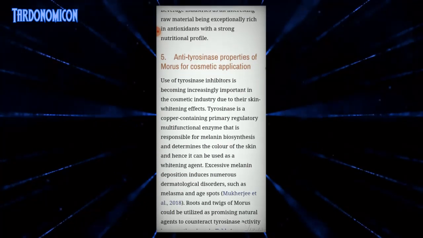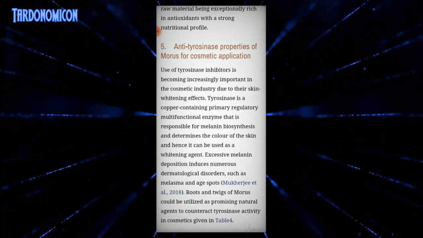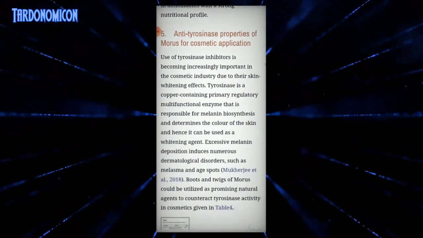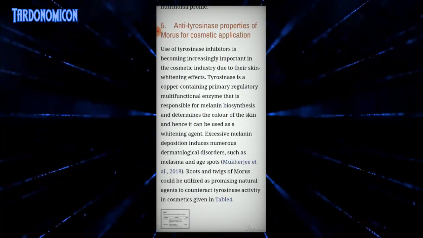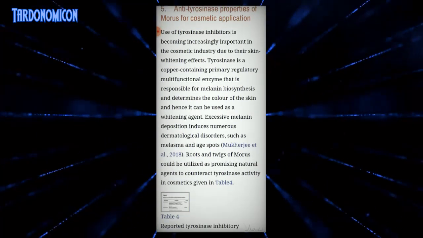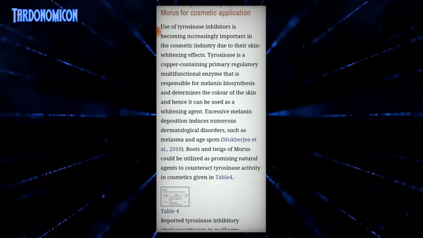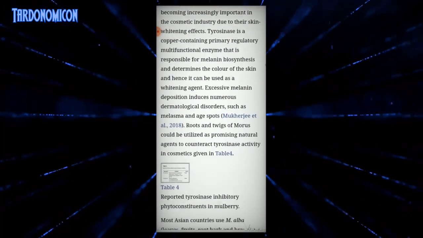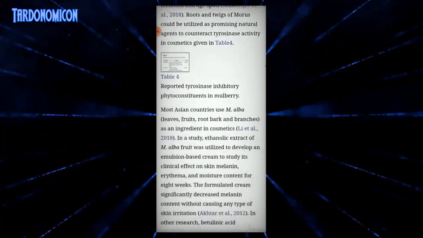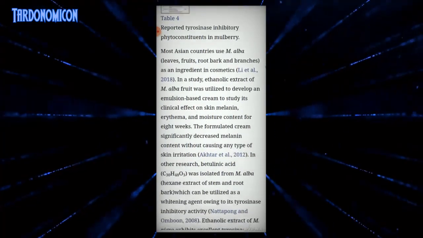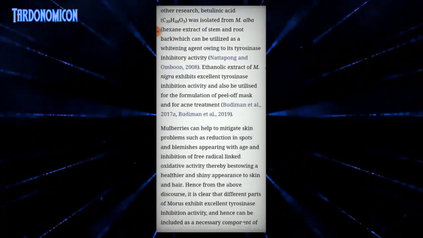Use of tyrosinase inhibitors is becoming increasingly important in the cosmetic industry due to their skin whitening effects. Tyrosinase is a copper-containing, primarily regulatory, multifunctional enzyme.